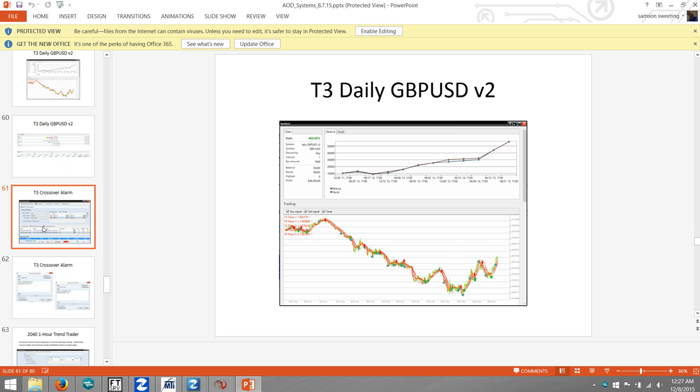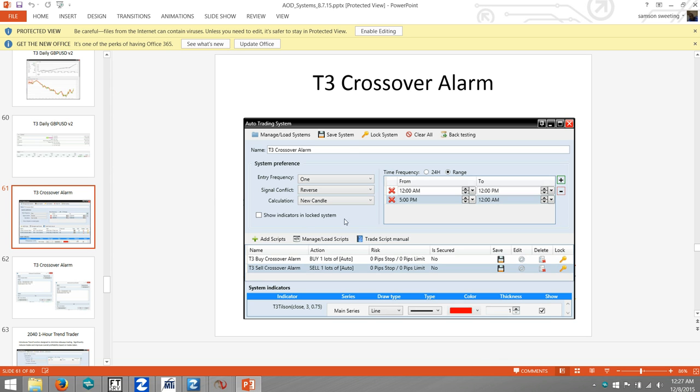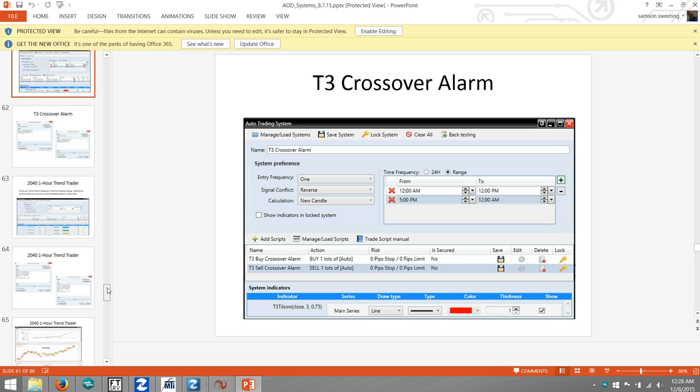And then he has the T3. Now this is very important. If I was trading the 2040, I would be looking to use something like this, a T3 crossover alarm system. It will alert you when the T3s cross over, and then you can start looking for an entry when the T3 crosses over and it calls a trade signal. That's very helpful.